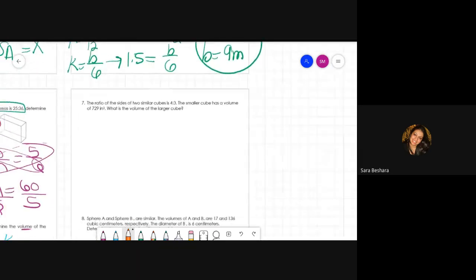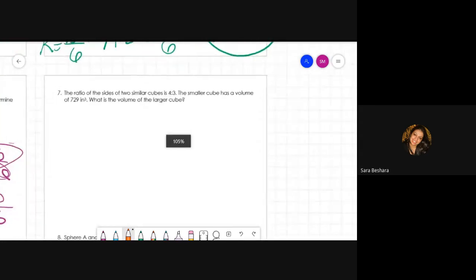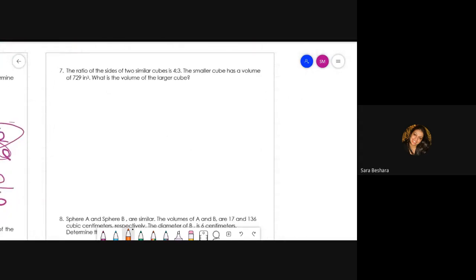Number 7: the ratio between two similar cubes is 4:3. The ratio is straight given. What's the ratio here? It's our k. Do we have to find it? No, it's already given, so step 1 we can skip because k is 4/3. The smaller cube has 729 in volume. What's the volume of the larger cube?